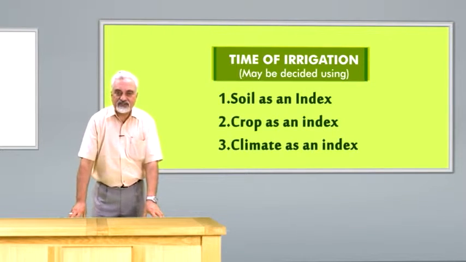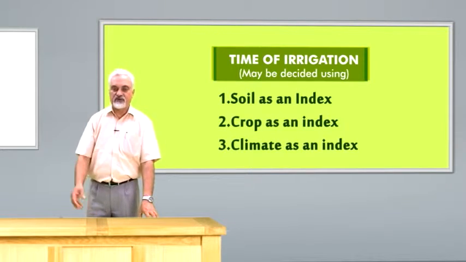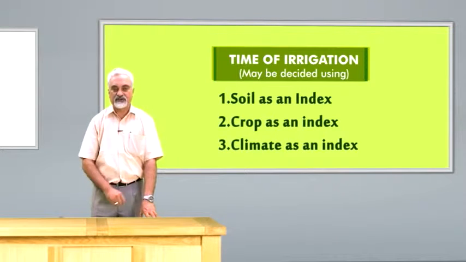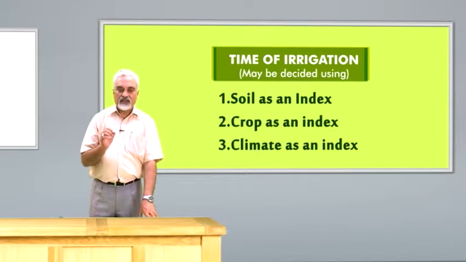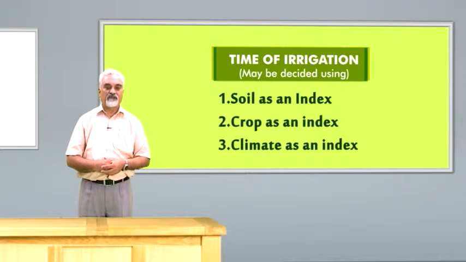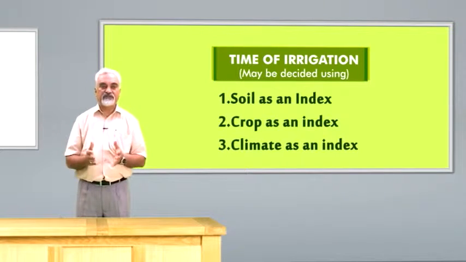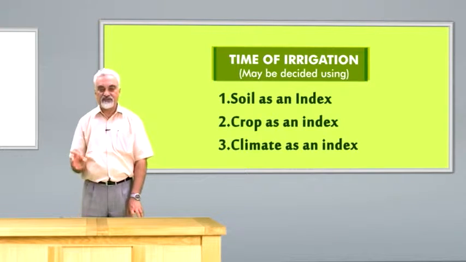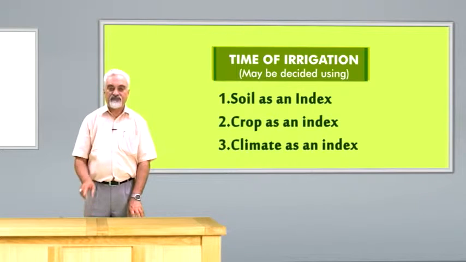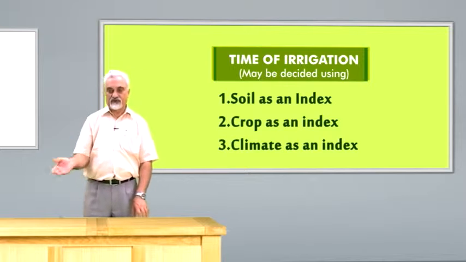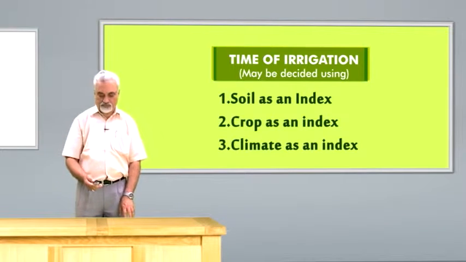When we use soil as an index, there are two important properties of the soil which can guide us for the timing of irrigation. One is the soil water content and the other is soil water potential. As regards the soil water content, irrigation has to be applied to the crop when about 50% of the available soil water in the root zone is exhausted. And with respect to soil water potential, the crop must be irrigated when a given soil water potential for a given crop is reached in the root zone.